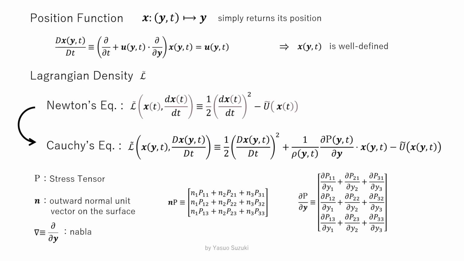I have introduced a field called the position function to extend the Lagrangian density for Newton's equation version to Cauchy's equation version. This will allow you to derive Cauchy's equation in the frame of the least action principle or the variational principle.